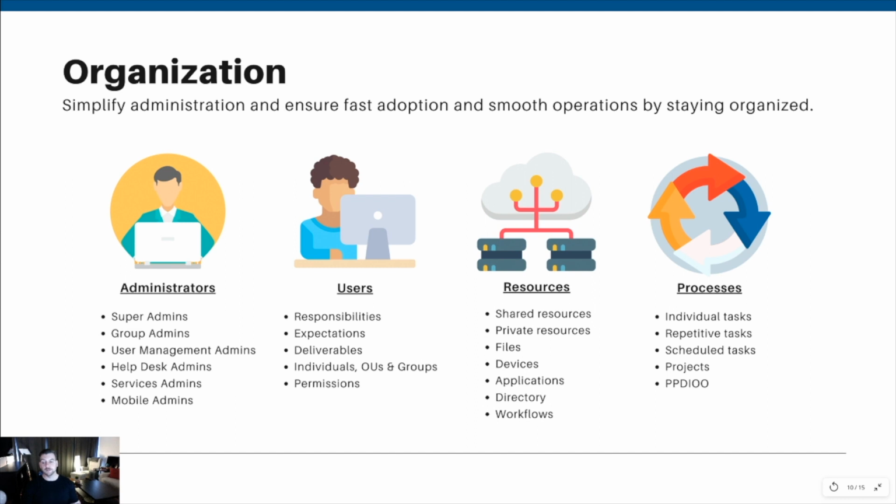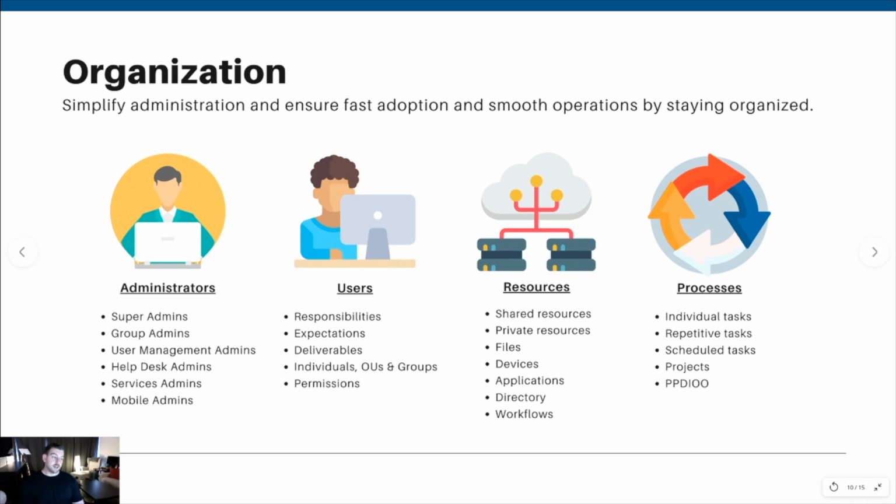So Google offers these types of administrators. Super admins have access to your entire organization. Group admins have access over groups. User management has administrative privileges over users. Help desk admins are able to do things like reset passwords and change application access, and then services admins are able to do the same sort of thing that help desk can do, but specific to certain applications and services. And mobile admins are able to administrate mobile devices and certain applications.